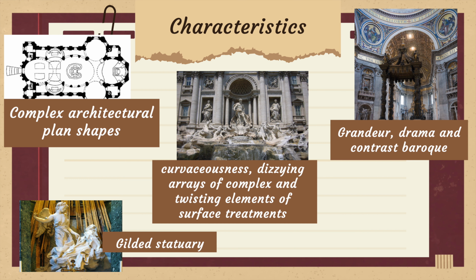Now, as for the characteristics of Baroque architecture, what defines the Baroque period is its complex architectural plan, with shapes often oval. It has grandeur, drama, and contrast, especially in the lighting. The buildings are designed to have curvaceousness, dizzying arrays of complex and twisting elements of surface treatments, and an abundance of gilded statues or statuaries.